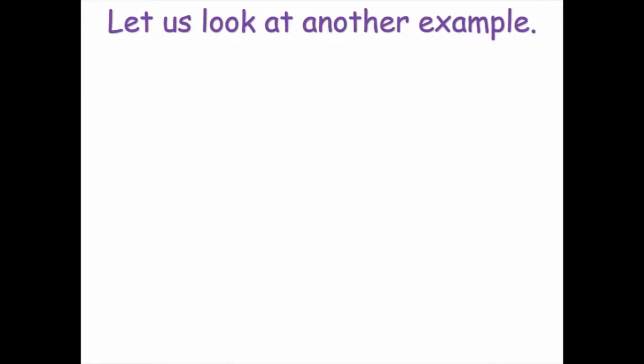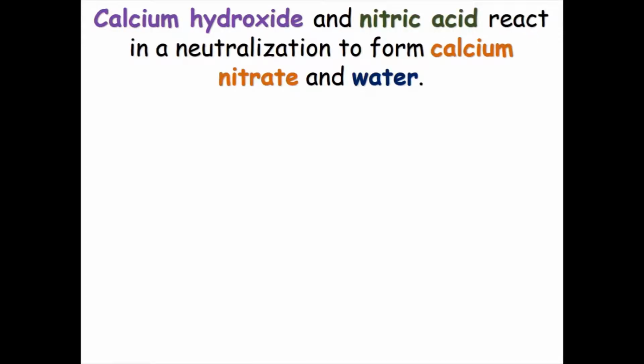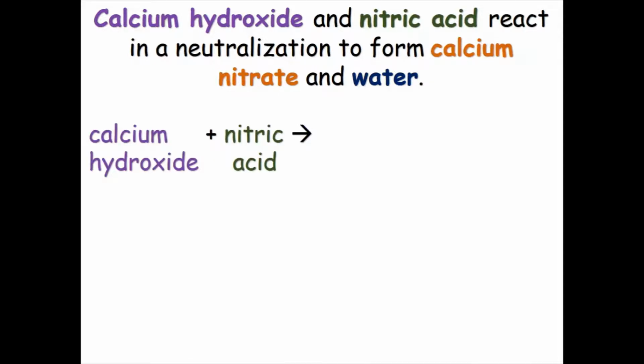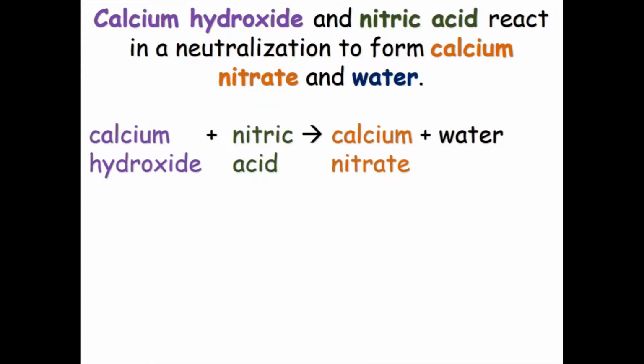Now let us look at another example. So we are going to look at another neutralization reaction, and we have calcium hydroxide and nitric acid react in a neutralization to form calcium nitrate and water. First we are going to write the word equation again, and there we have calcium hydroxide plus nitric acid react to calcium nitrate plus water.